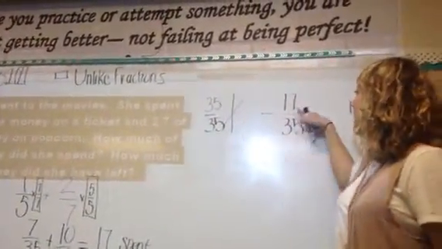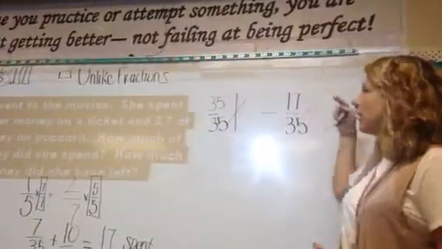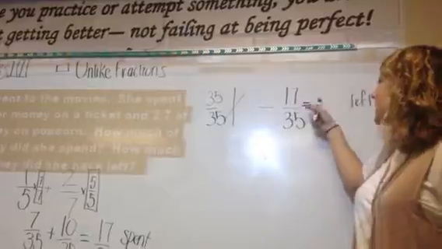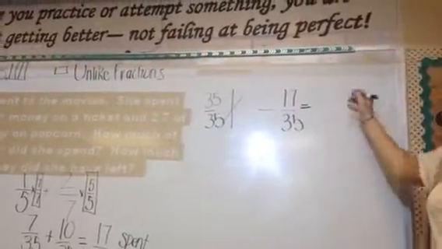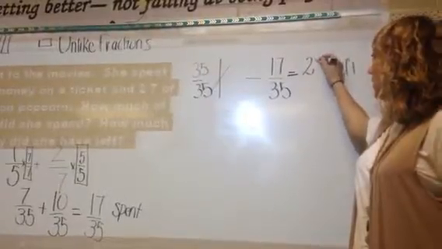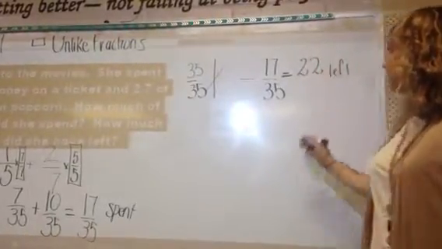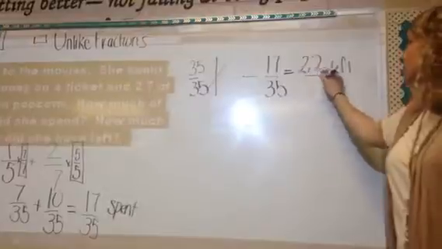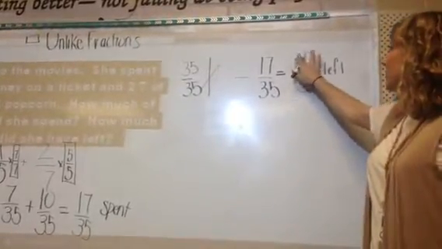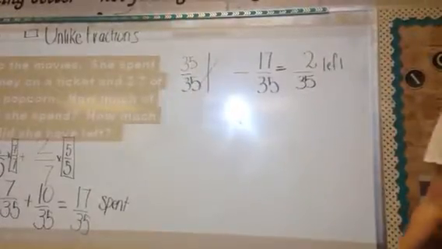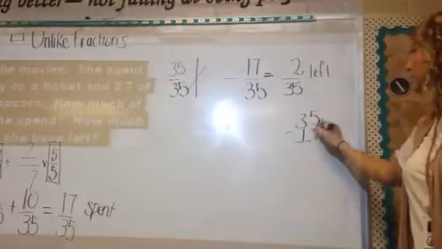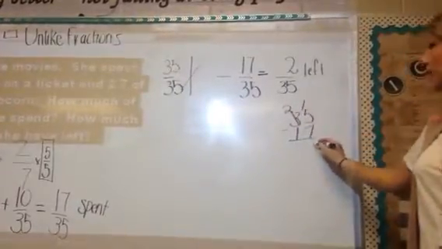Or you could just think, from 17 up to 35, what would I have to add to 17 to make 35 35ths? So what do y'all say? Is 22 right? No, 22 is not right. So what is it? 12. Try again.